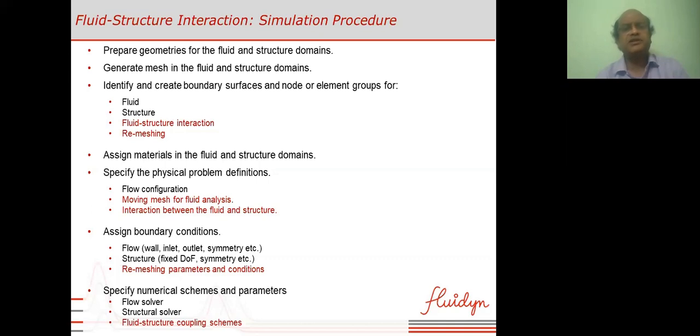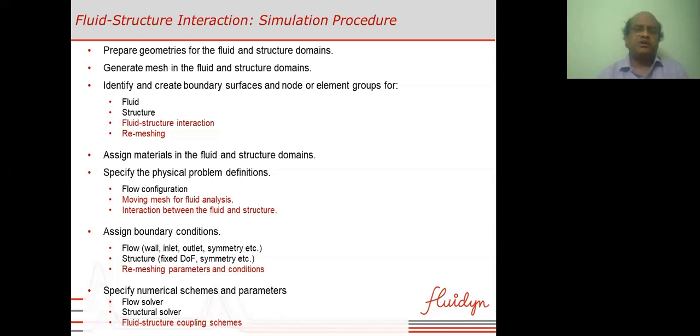The next step is assigning material. So in this case, materials are to be assigned both in the fluid domain and the structural domain. Properties could be different because, as you know, the fluid is different from structure and its characteristics. So when we define the problem, then the next step, for the fluid flow, this moving mesh has to be activated in case there is a remeshing, and again that interaction between the fluid and structure.